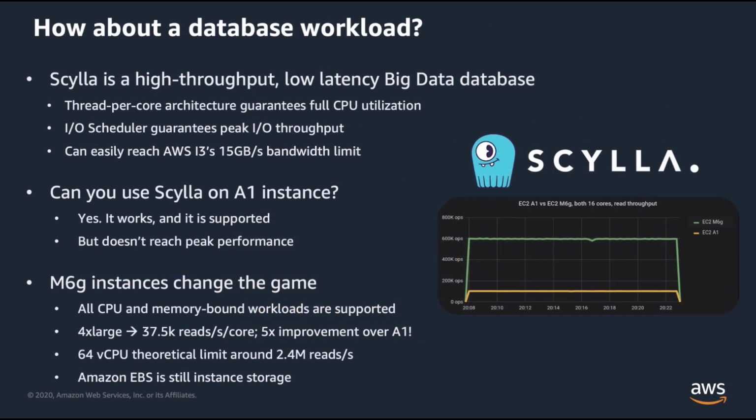How about a database workload? Our friends at Scylla tested the M6G instances. Scylla is a high throughput, low latency big data database. With the first generation of ARM-based instances, the A1, it worked and it was supported, but the processor in those instances wasn't able to drive ScyllaDB to its peak performance. With M6G instances, it completely changes the game. Now all their CPU and memory-bound workloads are supported, and with an M6G 4xlarge, they could do 5 times better than what they could do on an A1 instance. With the 64 vCPUs that they now have on M6G, they can reach the peak performance of ScyllaDB.